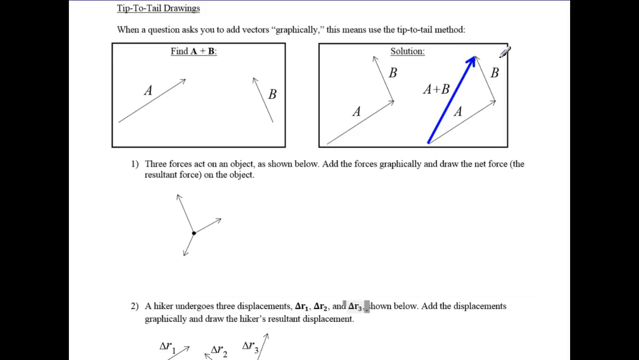We know how to add vectors graphically. Graphically means adding them tip to tail using a picture. So for example, here is vector A. Here is vector B. Oops, I should use a different color for A.